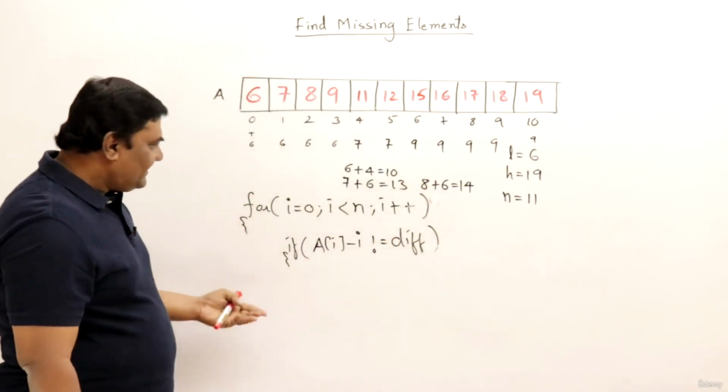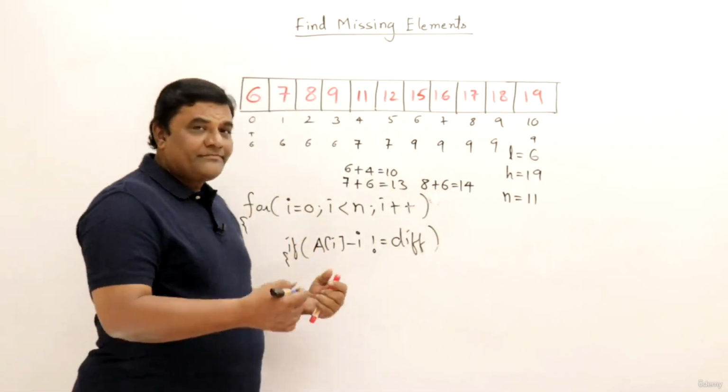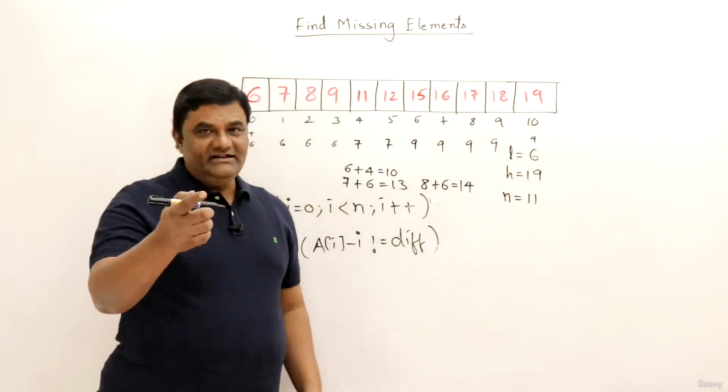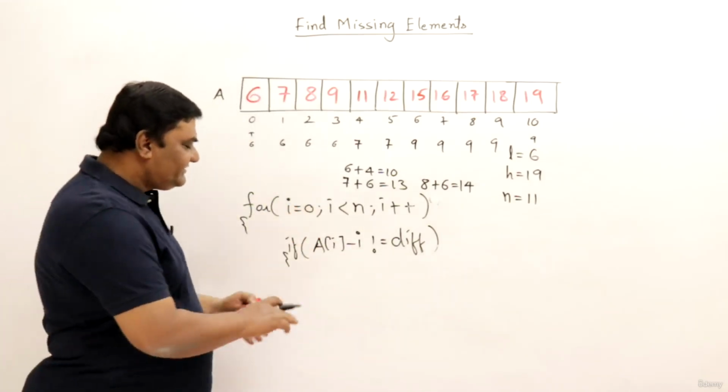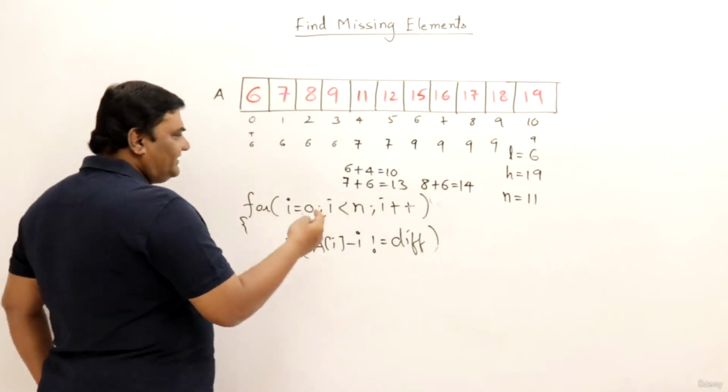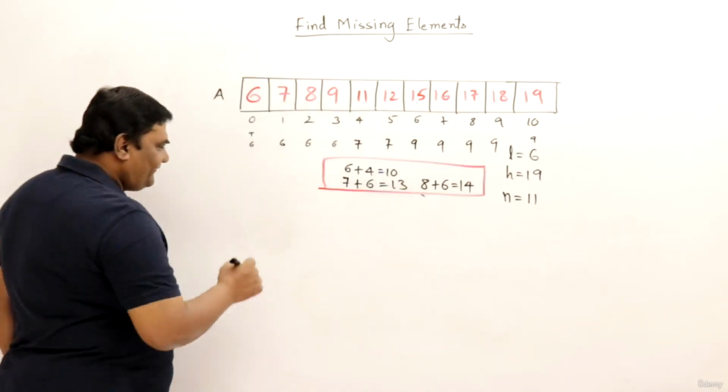So the logic will be similar. I should take the difference and scan through. Wherever the difference is not matching, the element is missing. So let me write the code here. This is the workout I have done, so I'll put it in a box. I will write the code freshly.